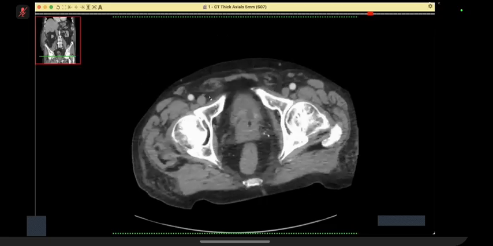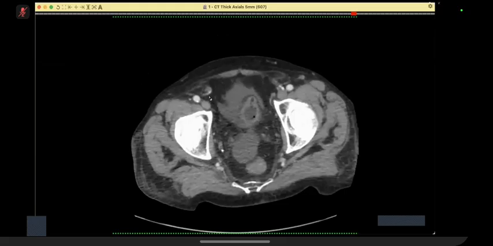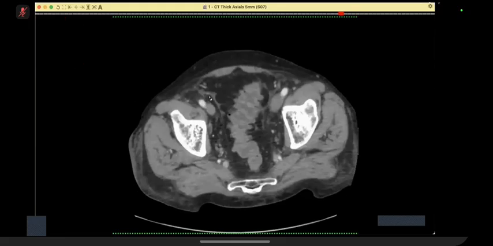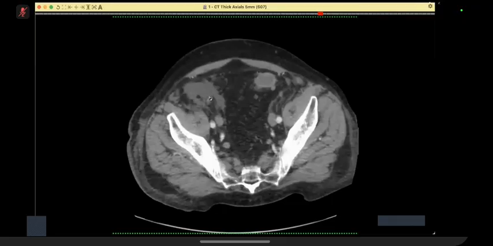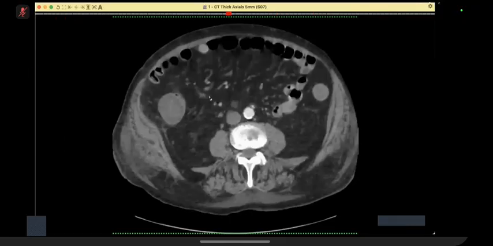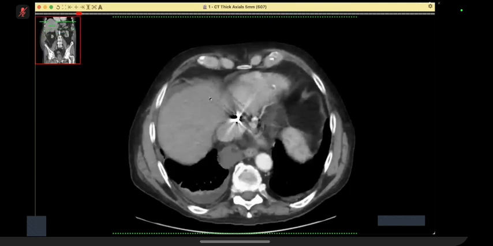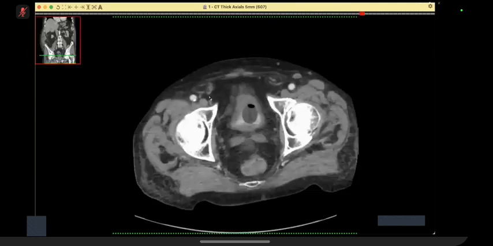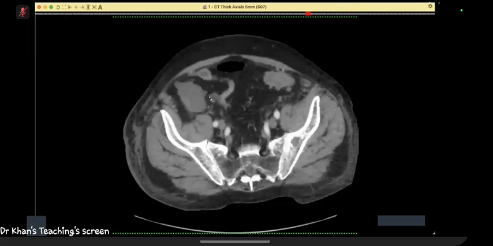There are a few diverticuli within the sigmoid colon. There is also associated mild free fluid within the pelvis and a Foley's bulb within the urinary bladder. I will just go up once again.